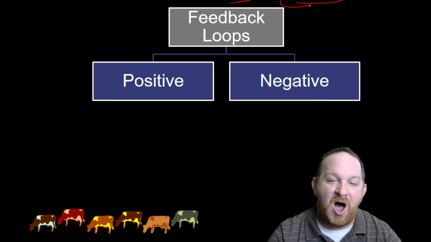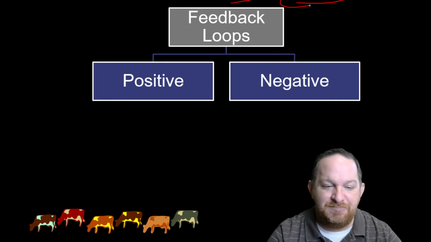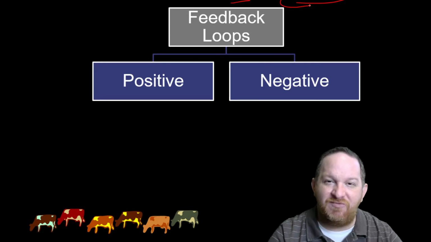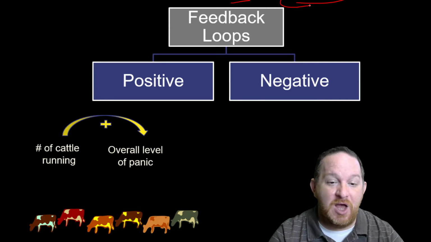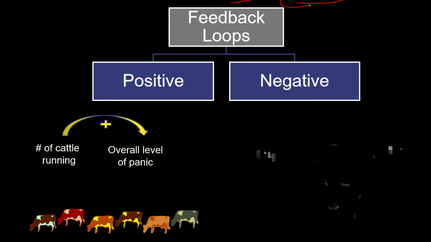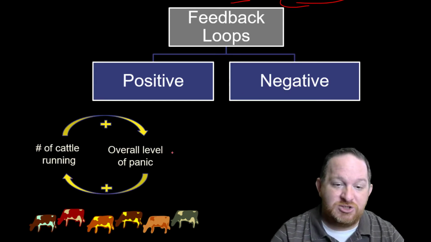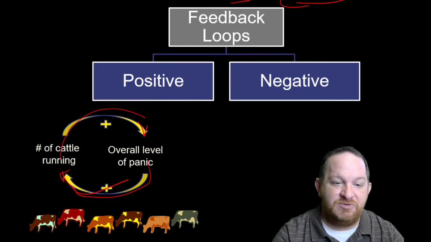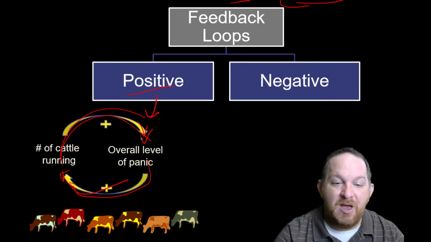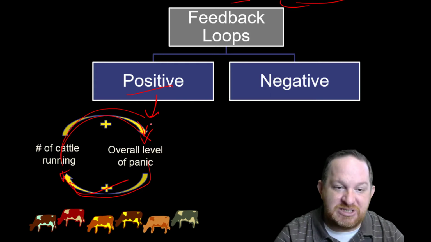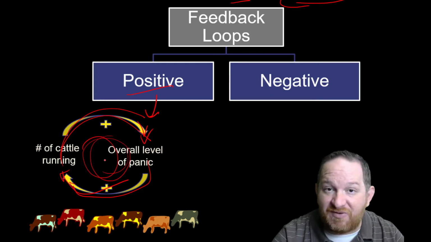So an example of a positive feedback loop, just a basic example, might be a bunch of cattle. What would happen if all of a sudden some of the cattle started to run? Well, if a few cattle started to run, that's a positive feedback loop. The overall level of panic is going to go up a bit. The other cattle are going to look around. They'll probably start running. And as you can see, this cycle continues. More cattle running, panic goes up more, which means more cattle will start to run, which means more cattle will be panicked. This is a positive loop because when there's a stimulus and a response, that response just keeps going and amplifying itself over and over.